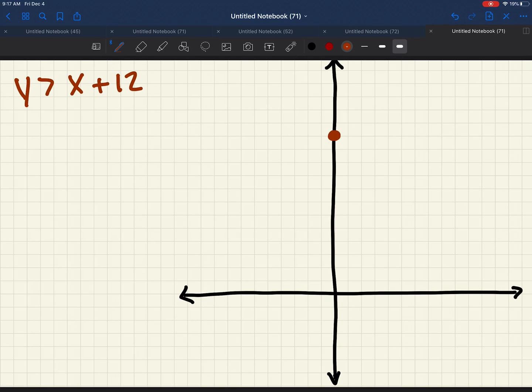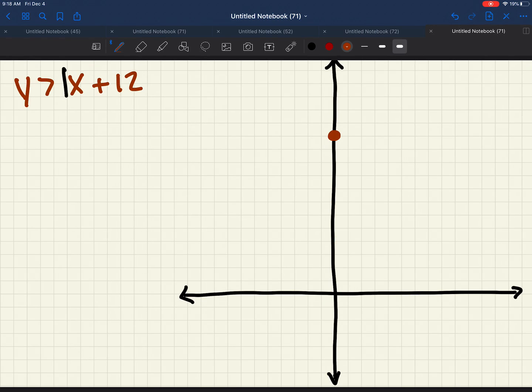Then I use rise over run from that point, my slope, to graph 2 more points. What is my slope here? Well, it's the number in front of x, 1. My slope is 1, right? Remember, a lot of us are getting confused. Slope can't be a variable. Slope is the number in front of x, so it's just 1, okay?